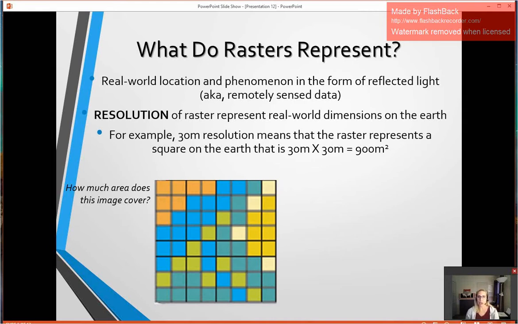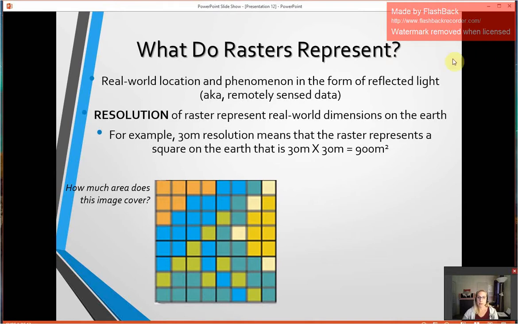Another thing that's important to remember about what rasters represent is they actually represent not just a location, but physical space and a real world dimension on the Earth. So in many cases, we'll be dealing with 30-meter resolution, which is quite common. And what that means is that the square that you're looking at on that picture actually represents a square on the Earth that is 30 meters by 30 meters, which is equal to 900 square meters.